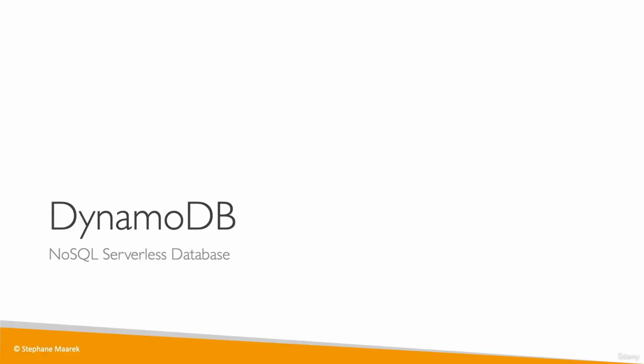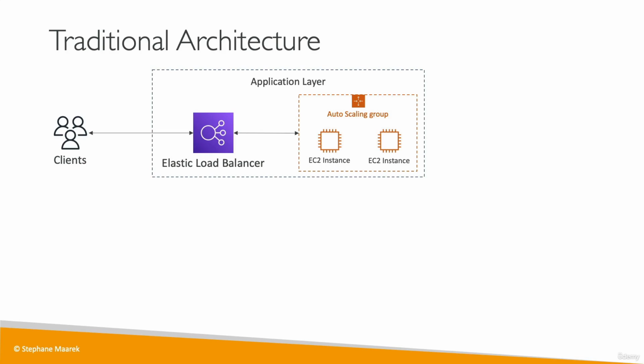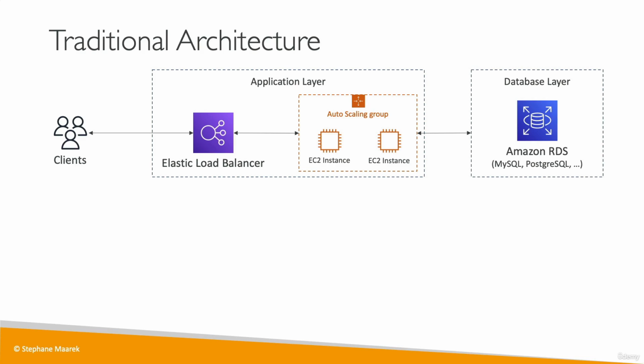Now let's have a look at DynamoDB, which is a NoSQL serverless database. So if you consider the traditional architecture that we've seen in and out in this course, we have clients and they connect to an application layer that could be made of an Elastic Load Balancer and EC2 instances that are grouped and scaling with an Auto Scaling group. And then the data has to be stored somewhere. So we have a database layer, and it could be using Amazon RDS, which is backed by MySQL or Postgres or these kinds of technologies.